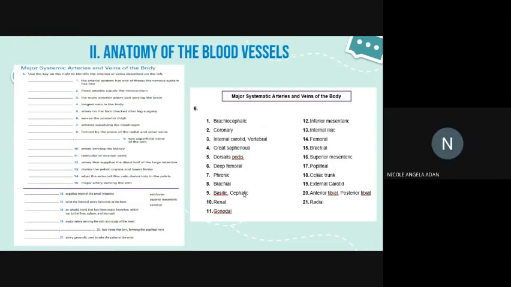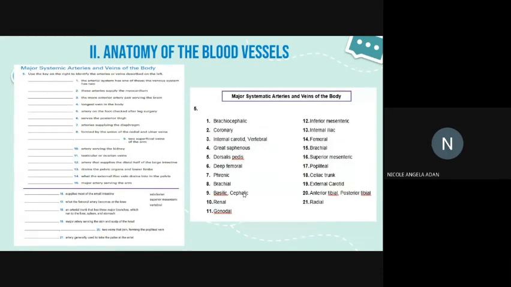And veins of the body. 1. The arterial system has one of these. The venous system has two. Answer is brachiocephalic. 2. This artery supplies the myocardium. The answer is coronary. 3. The more anterior artery pair serving the brain is the internal carotid and vertebral. 4. Longest vein in the body, great saphenous. 5. Artery on the foot checked after leg surgery is the dorsalis pedis.